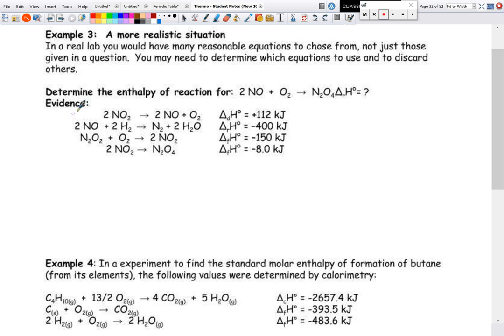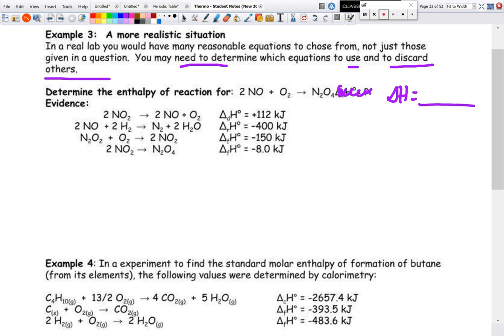So if you're ever given one like this, here we have 4 different equations. I know what you're thinking, like, oh my god, I have to use all 4. Well, it says right here, we can determine if we can use or discard information. All right? So when we look at this, delta H should be spaced out a lot further over here. So this is our net equation that we're looking at. So we got 2 nitrogen monoxide plus 1 oxygen produces 1 dinitrogen tetraoxide.